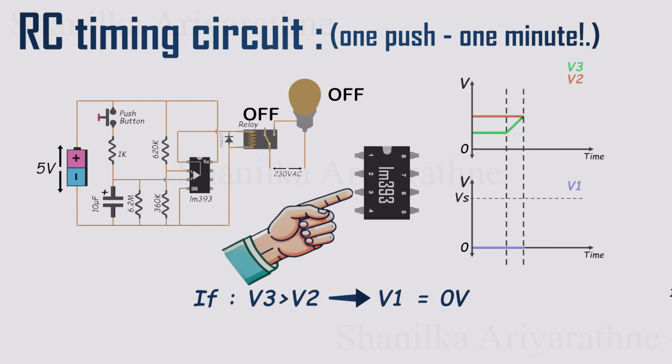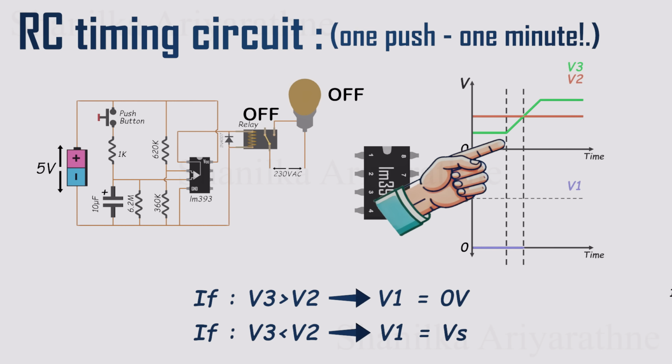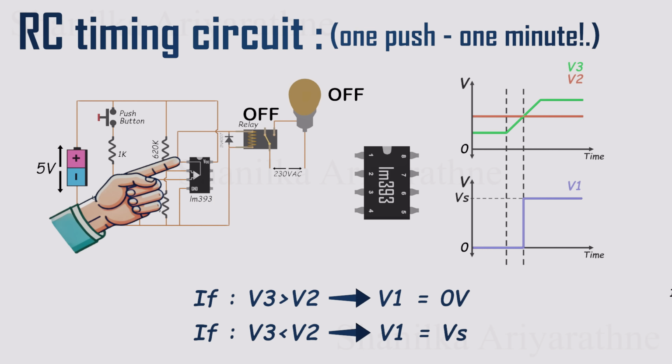But if the voltage at pin 3 is higher than at pin 2, then the output at pin 1 jumps up to the supply voltage. In this circuit, that's 5 volts. When that happens, the relay energizes, and the bulb turns on. So our goal is simple. We need to make sure the voltage at pin 3 stays higher than at pin 2 for about 1 minute.